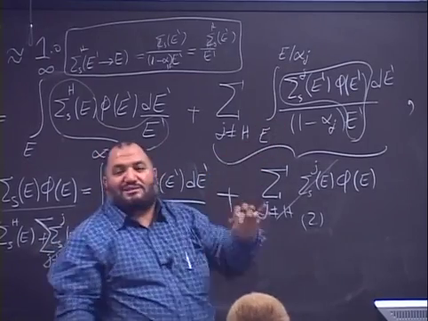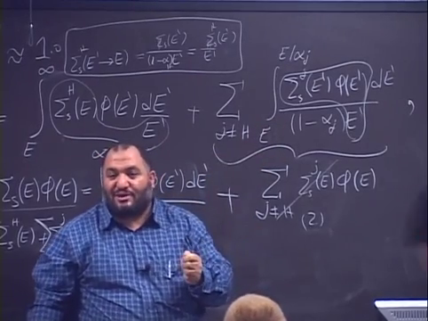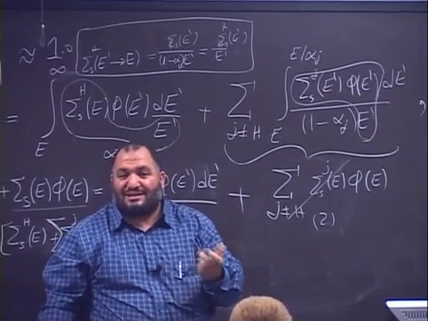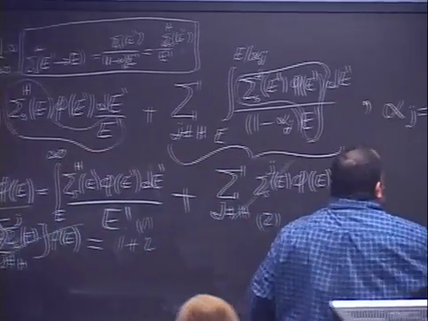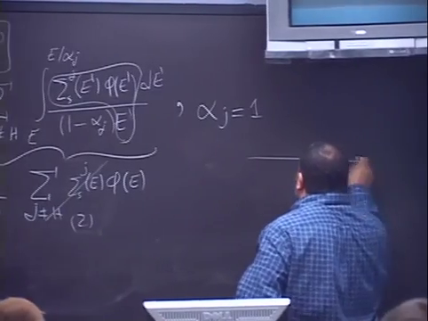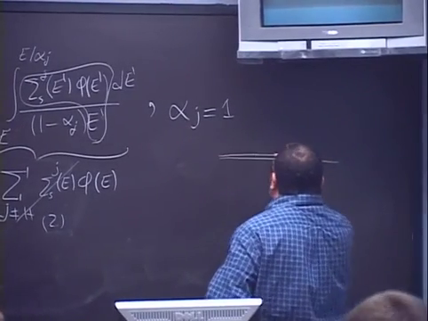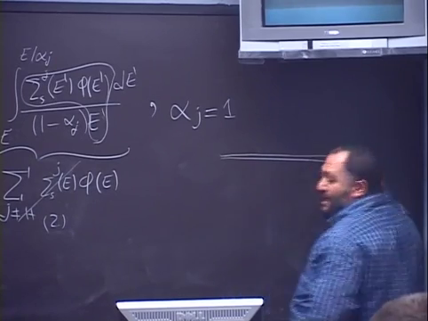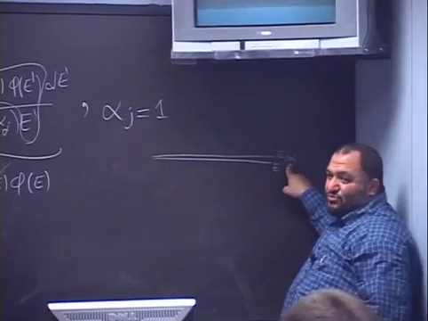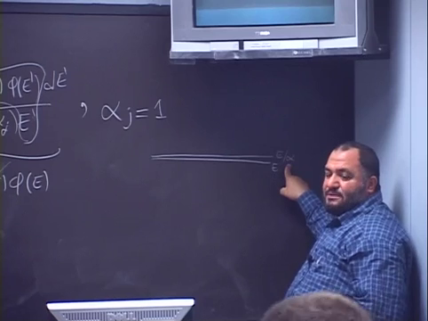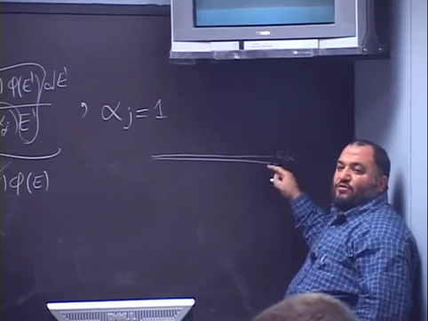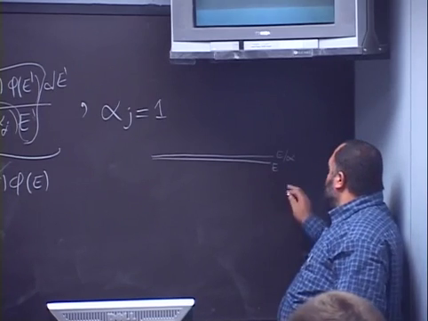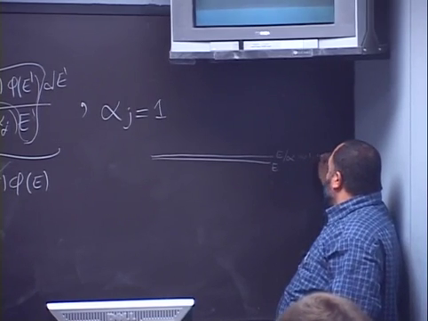So the integral is not 0. The integral will be just from energy E to energy E over alpha. And alpha is not 1. It's 0.9999, something like this. So if you divide over 0.9999, this will give you 1.00001, so this will be nearly 1.0001.